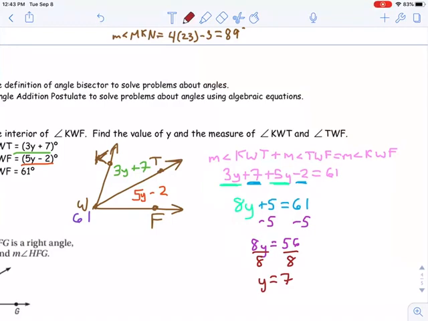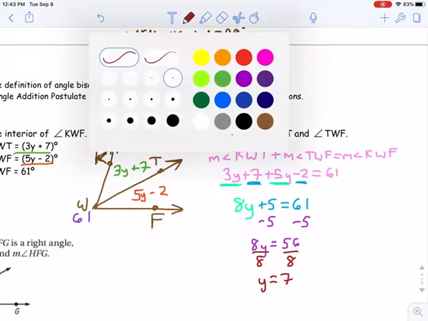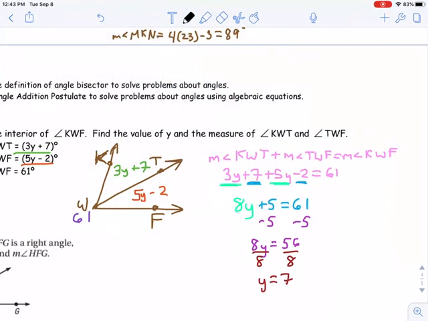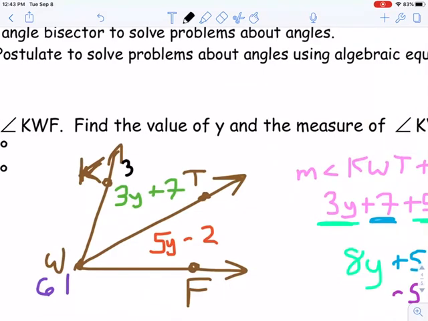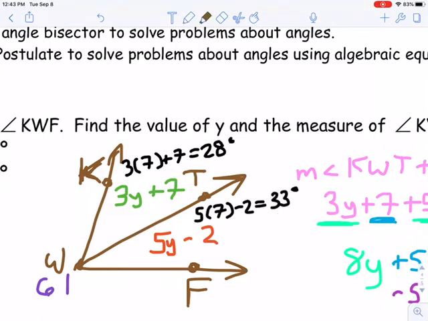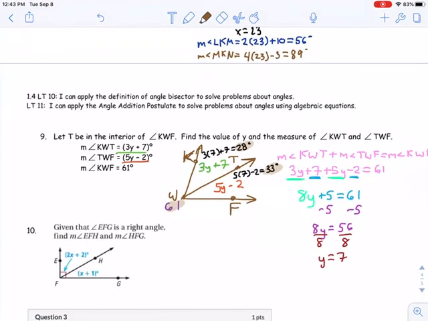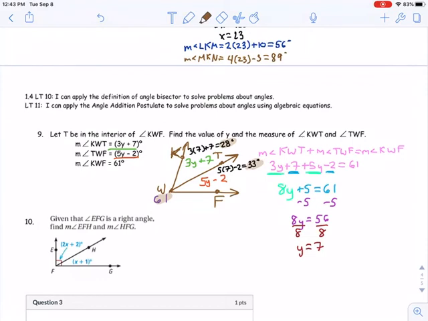All right, but don't forget I must plug it back in, because that's what the question asked. So I'm going to get 3 times 7 plus 7, which is 28 degrees. I get 5 times 7 minus 2, which is 33 degrees. Which is really nice, because 28 plus 33 equals 61 degrees. So I know I solved for y correctly. I know I plugged it in correctly.